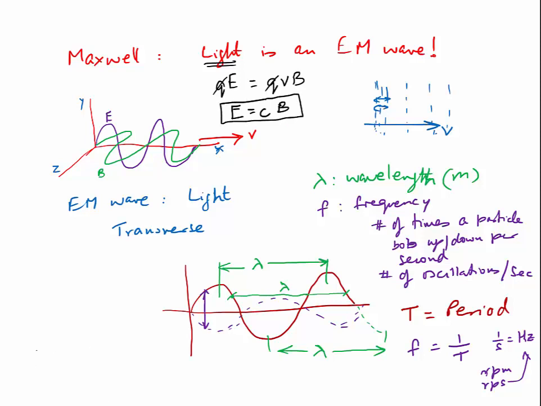Oh, by the way, there is also a relationship between the speed and wavelength and frequency. For any wave, the speed of a wave equals the wavelength times the frequency. And wavelength is measured in meters, frequency is measured in 1 over second. So the unit of this becomes meters per second, which makes sense for speed. So speed of any wave is given by this.